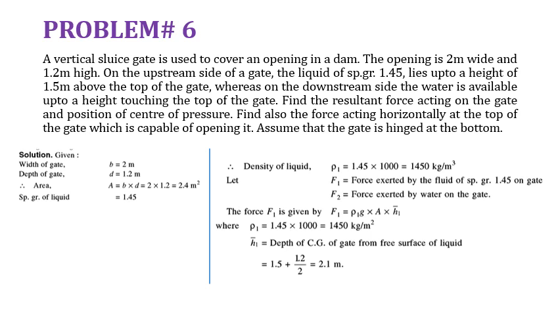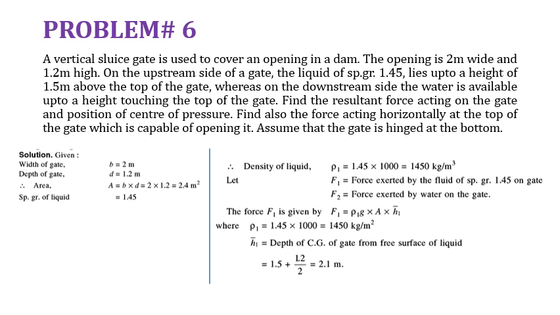So moving on to the sixth numerical. A vertical slice gate is used to cover an opening in a dam. The opening is 2 meter wide and 1.2 meter high. On the upstream side of the gate, the liquid of specific gravity 1.45 lies up to a height of 1.5 meter above the top of the gate, whereas on the downstream side, the liquid is available up to a height touching the top of the gate.